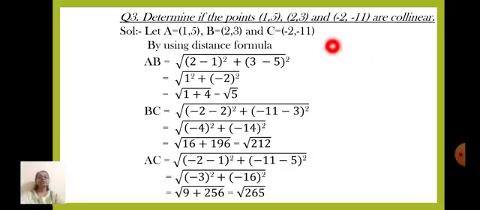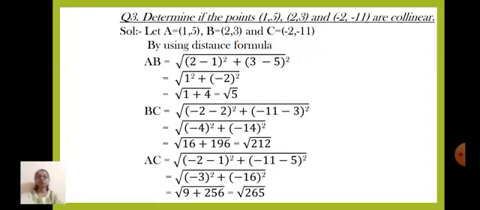Determine if the points (1, 5), (2, 3) and (-2, -11) are collinear. First of all, you tell me what is the meaning of collinear points. Yes, two or more points are said to be collinear if they lie on the same line. So first of all, let us give some names to these three points. Suppose A has coordinates (1, 5), B (2, 3) and C say (-2, -11).